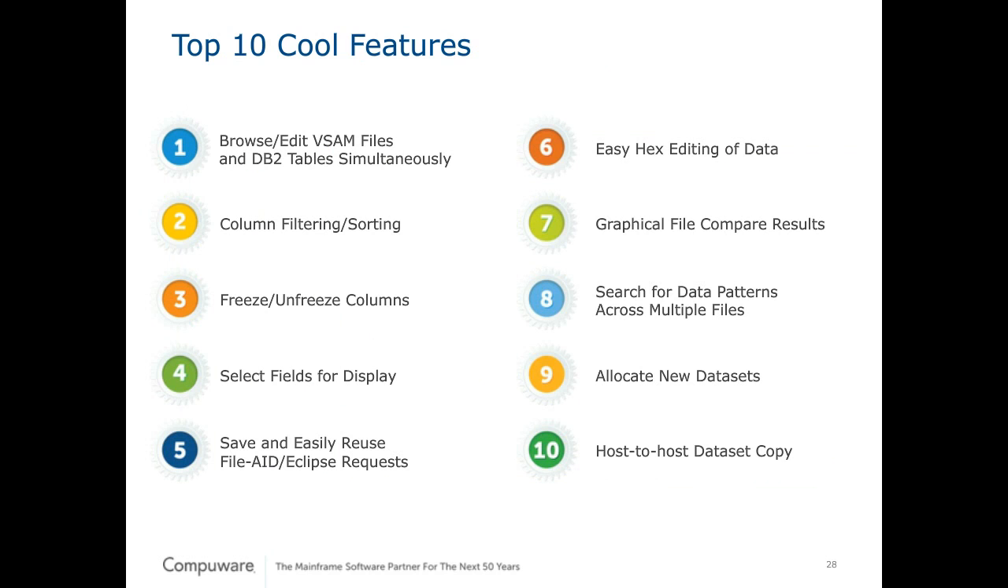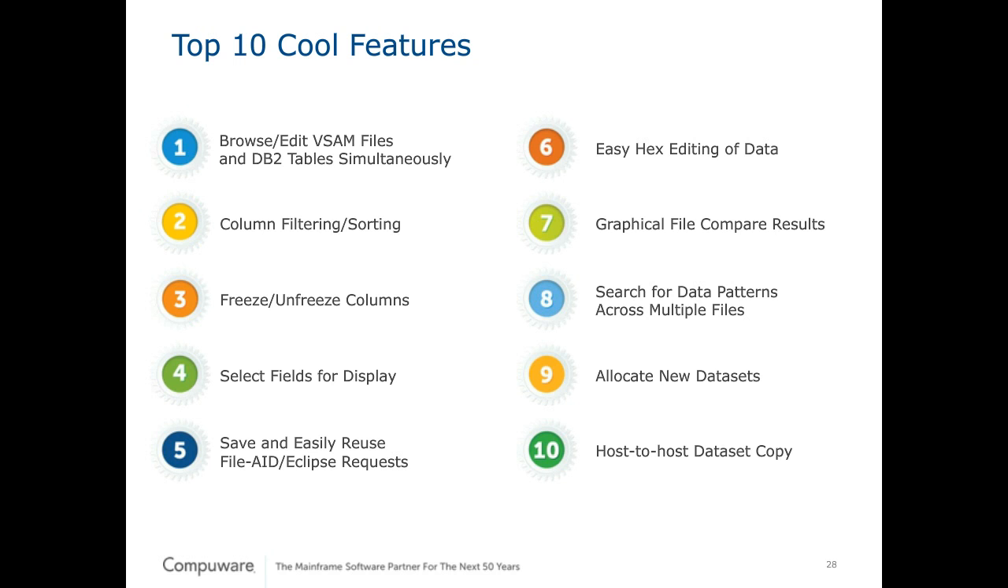So those were our top 10 cool features, right? Just as a quick recap, being able to browse and edit files, DB2 tables, IMS data, through the File-AID products on the mainframe. If you have the Enterprise Data Editor, being able to also browse those distributed databases. Number 2, column filtering. And I love this because it's so easy here within this GUI. Once you've got your data in, then being able to filter down and look at just very specific data.